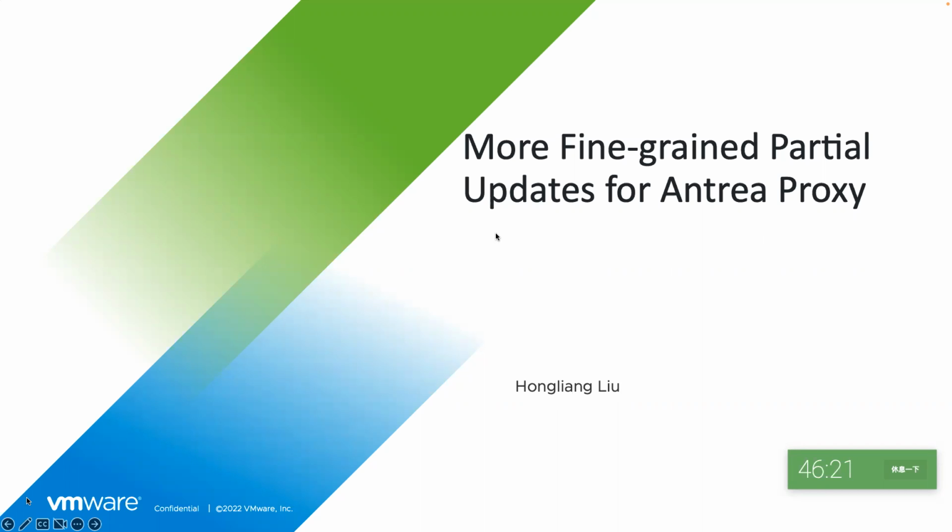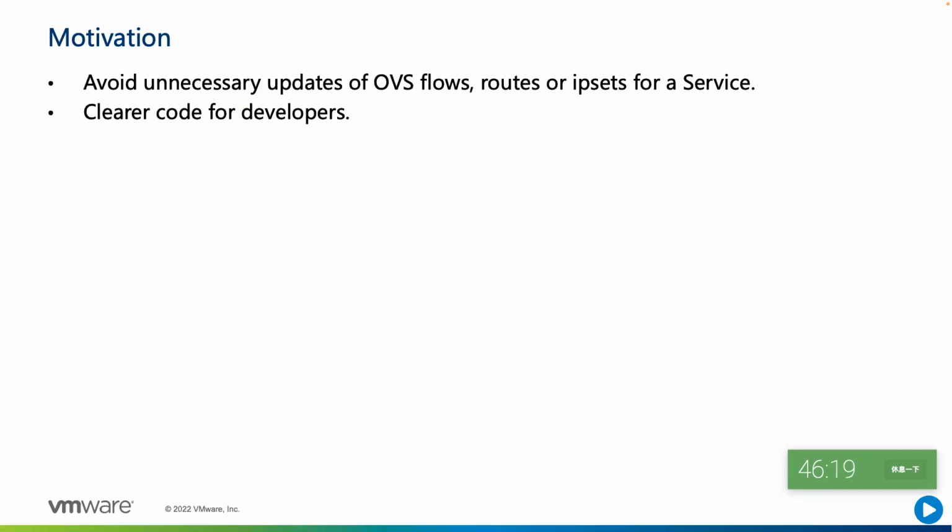For this topic, I have two motivations. First, I think it can avoid unnecessary updates for OVS flows, routes, or IP sets, or Windows netnat for service. Another motivation is that with this design, I could refactor the code of the proxy, and it can be more clear.